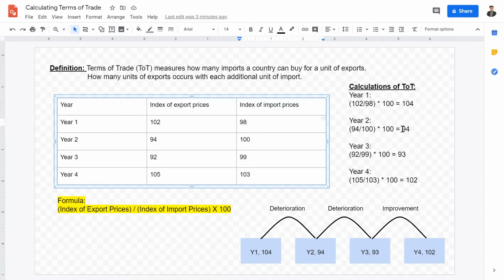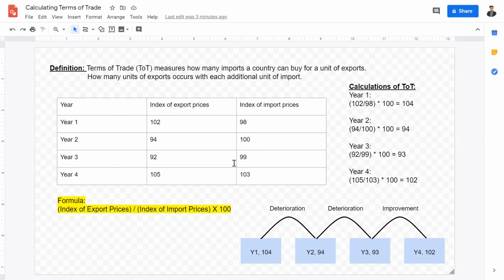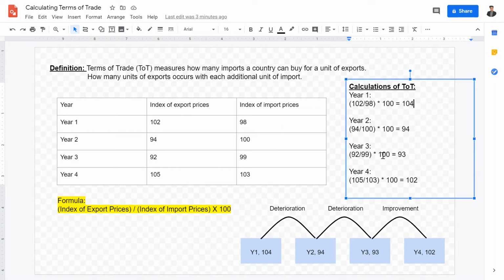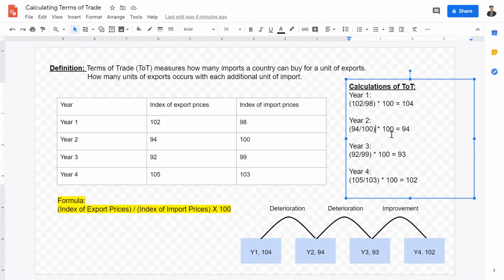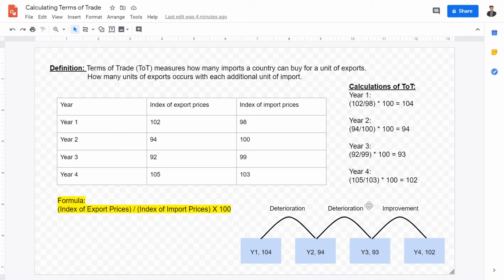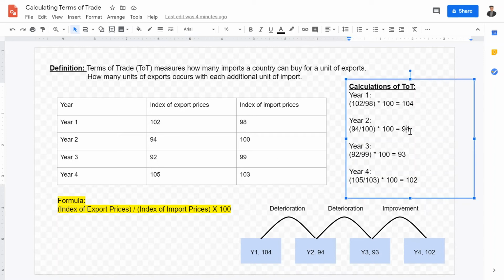Now, what does 104 mean? That is a favorable term of trade. Now, why is that? That is because for each additional unit of imports, 1.04 units of exports occur. Okay, so there is greater export than there is quantity of imports. And once again, we go down to year 2, year 3, year 4, and we can calculate the same using the index of export prices for the given year divided by the index of import prices of the given year. Okay, now that we have these terms of trade quantities listed out, let's put it on the graph.